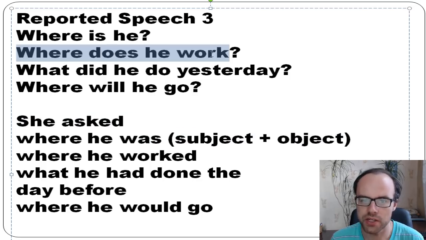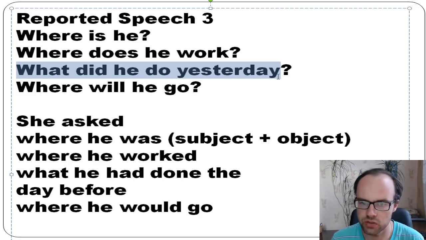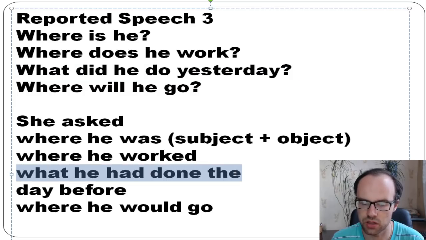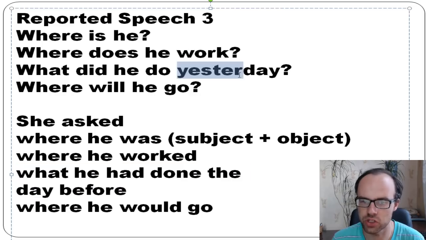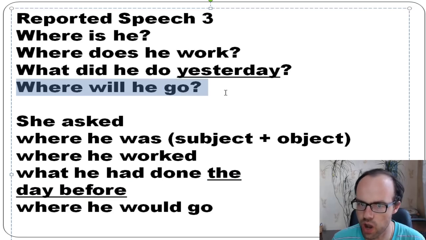Next, where does he work? So she asked where he worked, subject plus verb. What did he do yesterday? So she asked what he had done the day before. You know that we changed yesterday to the day before. Good. So you remember that we changed now to then and yesterday to the day before. So, where will he go?